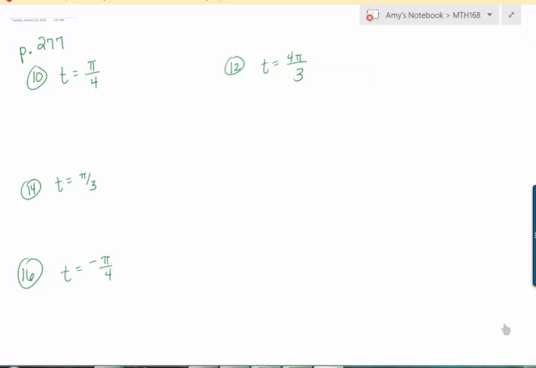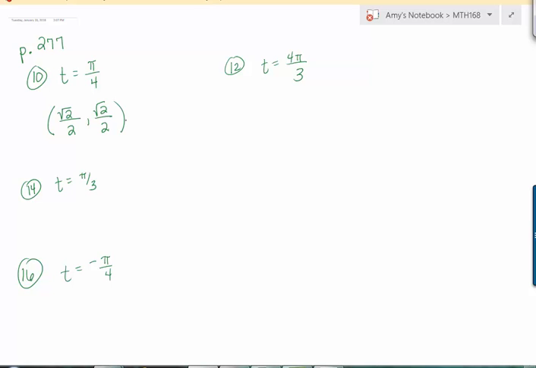I would like to talk now about using the unit circle to find points on the circle and evaluate sine, cosine, and tangent. On page 277 in your textbook, if you would like to pause this video and get out your textbook and follow along with me, looking at number 10, it says, find the point on the unit circle that corresponds to the real number. So in number 10, we're talking about pi over 4. Well, if you look at your unit circle that we just filled out, the ordered pair that goes along with pi over 4 is square root of 2 over 2 and the square root of 2 over 2.